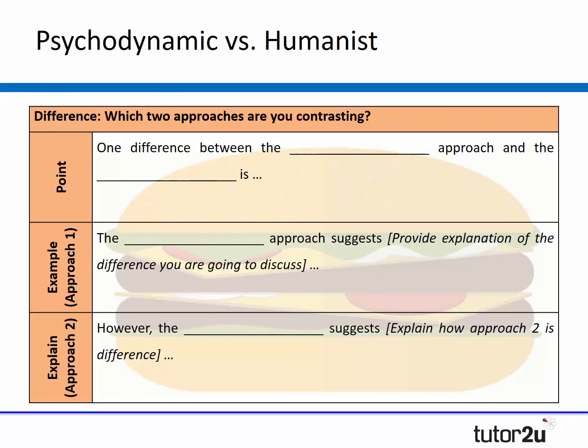They then move on to their example, which is where they talk about the first of their two approaches. They might say the psychodynamic approach suggests, and then they go on to explain. To point out the difference, they must use a contrasting word. However, the humanist approach suggests, and then they go on to explain their second approach.